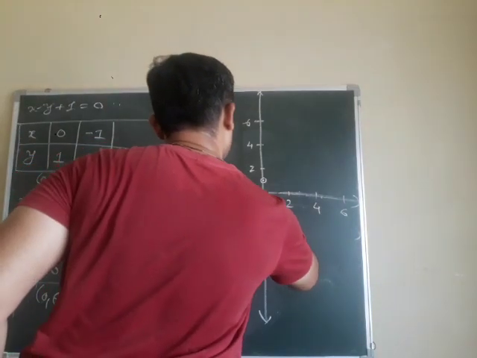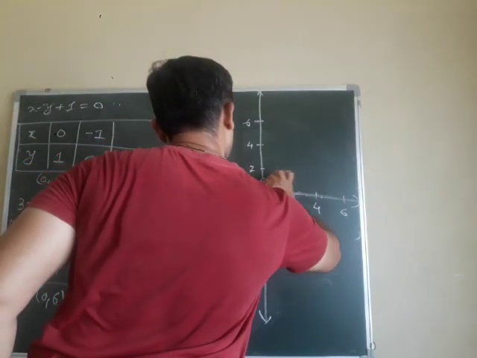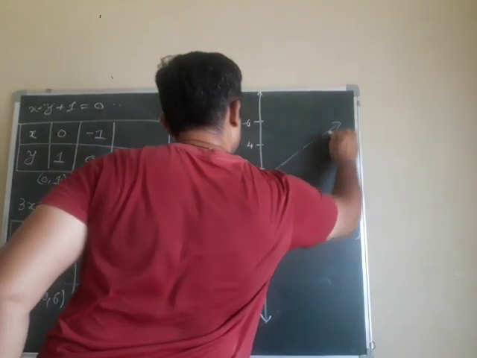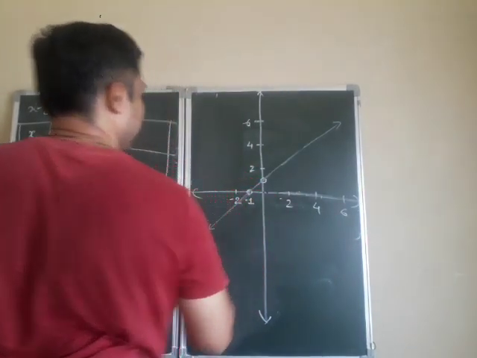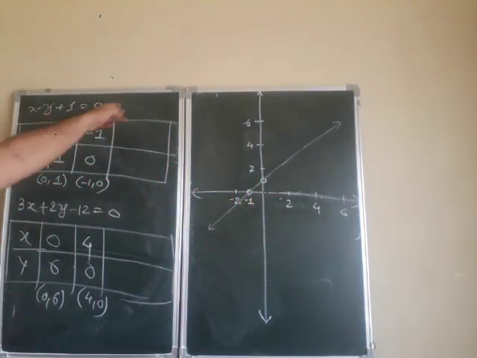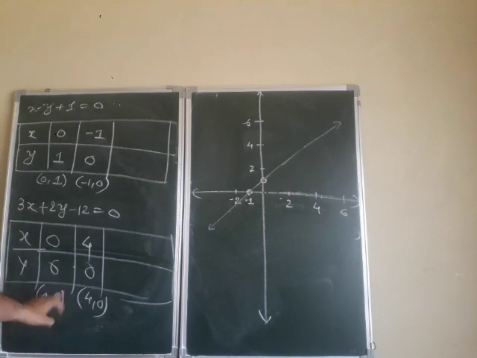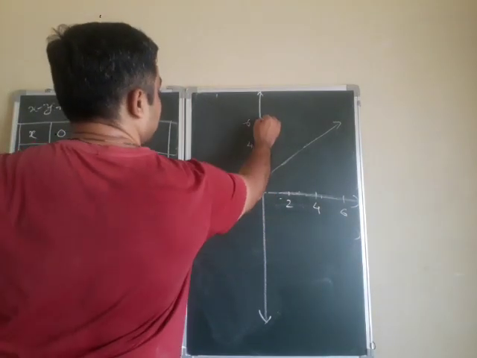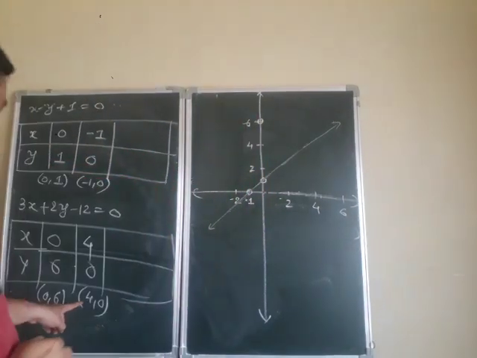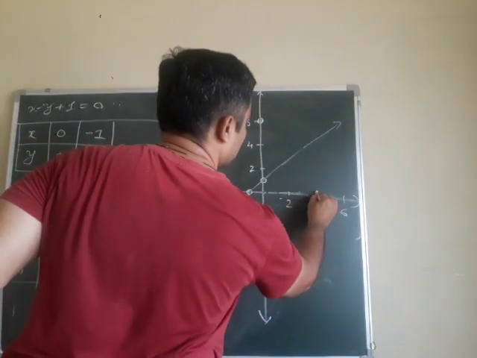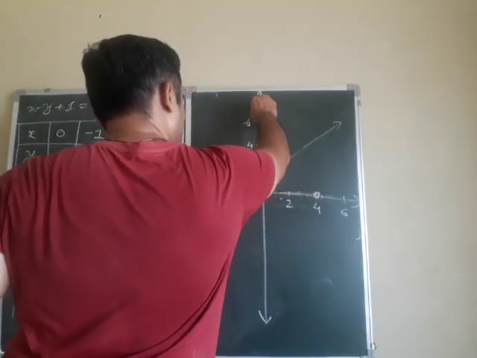So draw the line. See this line. Okay, x minus y plus 1 is 0 is there. Now (0, 6): x is 0 and y is 6, this point. Now x is 4 and y is 0, so this point. So now draw. Join this.